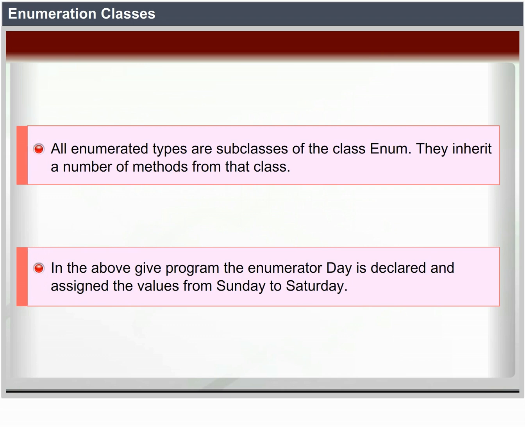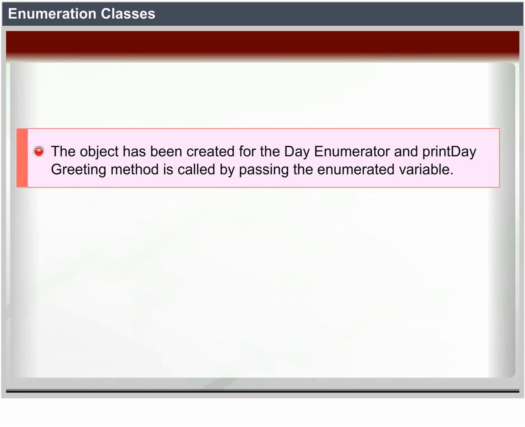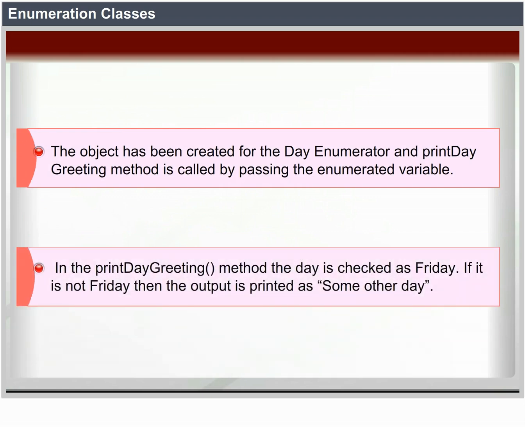In the above given program, the enumerated type Day is declared and assigned the values from Sunday to Saturday. The object has been created for the Day enumerator, and the printDayGreeting method is called by passing the enumerated variable. In the printDayGreeting method, the day is checked as Friday. If it is not Friday, then the output is printed as some other day.